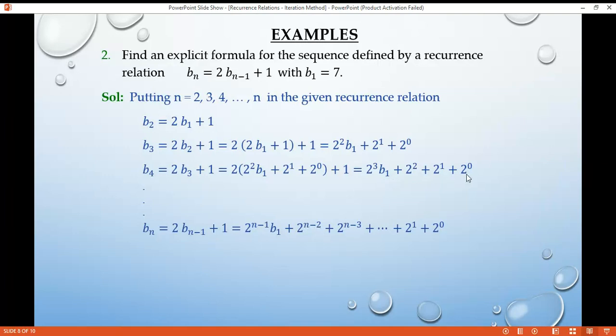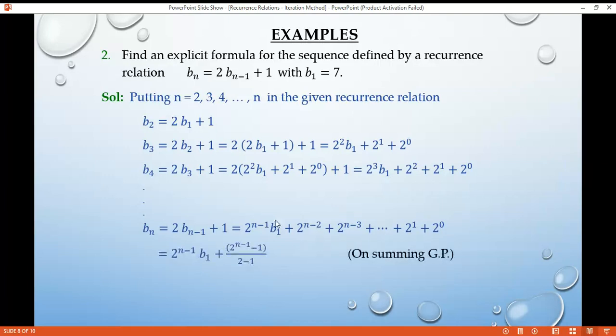like that: 0, 1, 2, n minus 3, 4, 5, right? So n minus 3, n minus 2, because we have n minus 1 terms. So what will be the next term of this? That is 2 raised to the power n minus 2 plus 2 raised to the power n minus 3 up to 2 raised to the power 0. So like that we have to form our series. When you calculate other terms, you can get this.